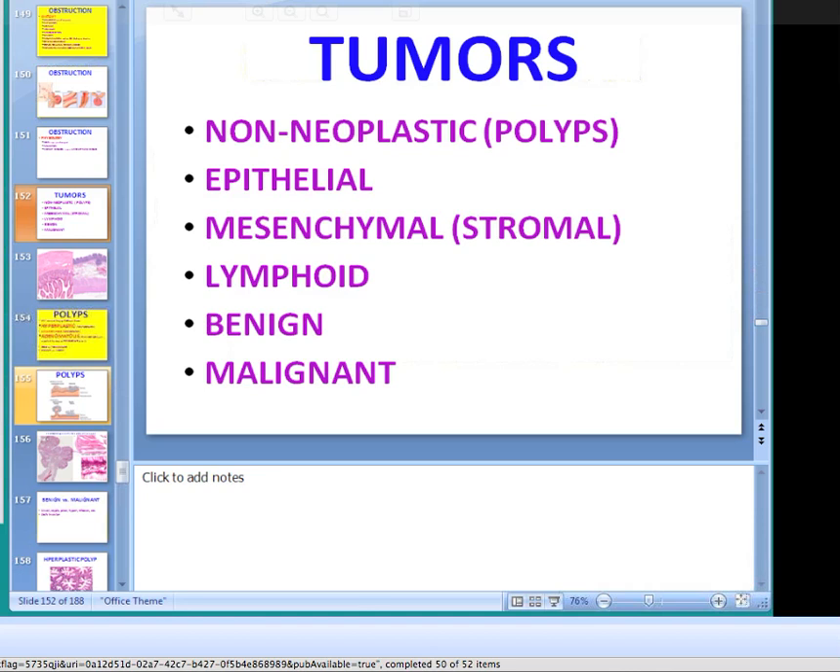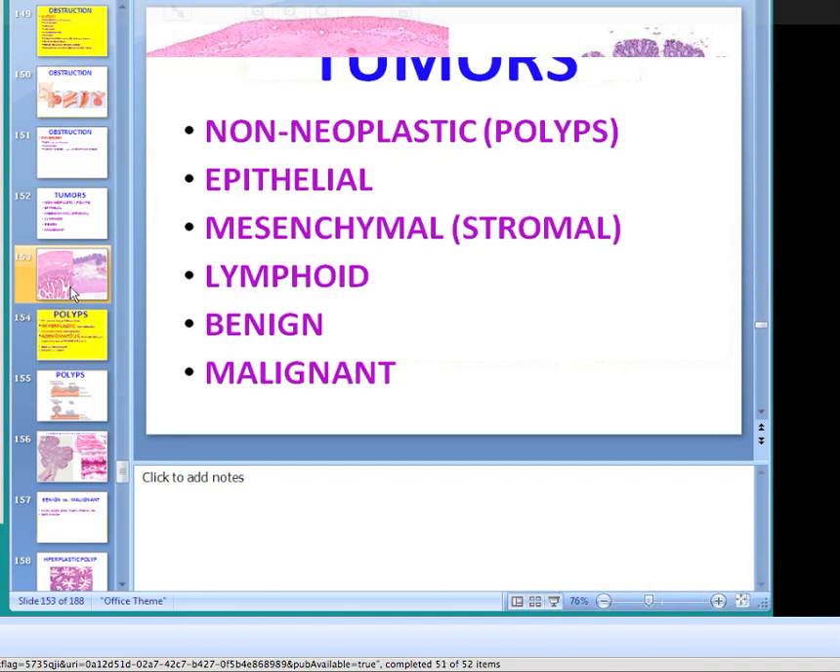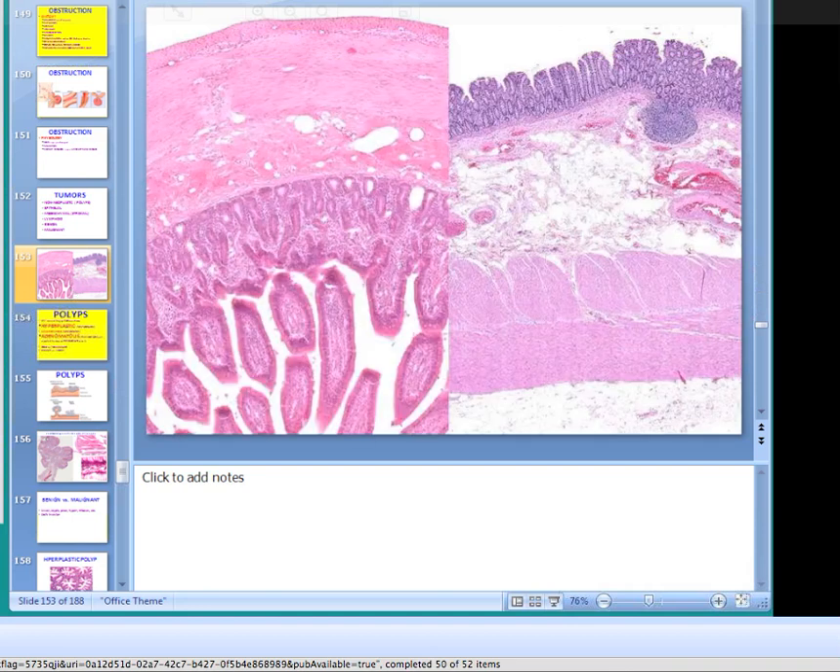Benign tumors, malignant tumors, epithelial tumors, which you would guess would be mostly adenocarcinomas if they're malignant, right? Or polyps or adenomas if they're benign. You could have tumors of the lymphoid tissue, usually of the mucosa or submucosa. So all your basic classification is here.